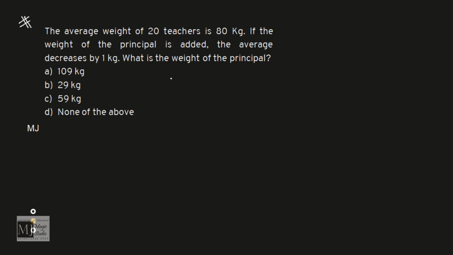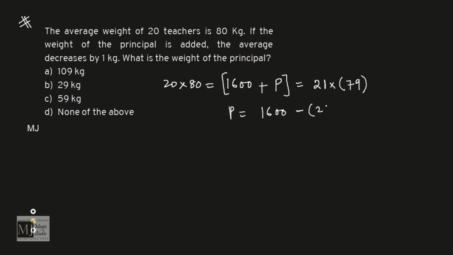So the average weight of 20 teachers is 80, so the total would be 20 into 80, that is 1600. If the weight of the principal is added, I'm adding P to this. Now we have 21 members. The average decreases by 1. That means this new total is a total of 21 people, but the average becomes 79. So P is simply 21 into 79 minus 1600. Can we just multiply this quickly? It is 9, 18, 7 is 25, 2, 14, 1659.